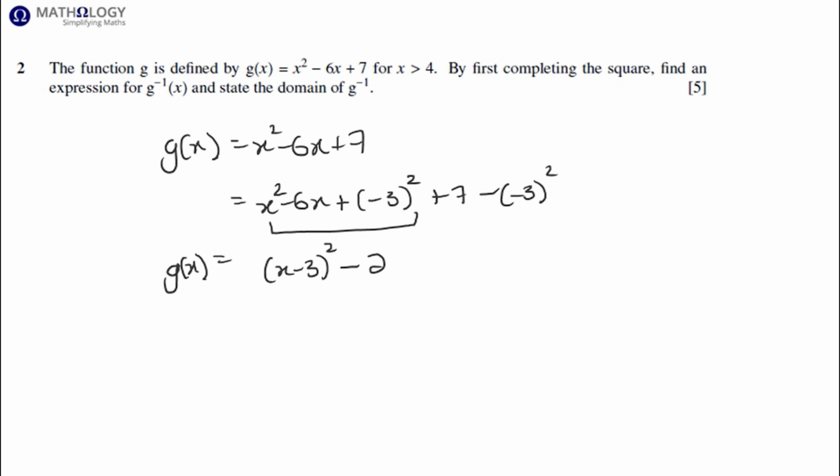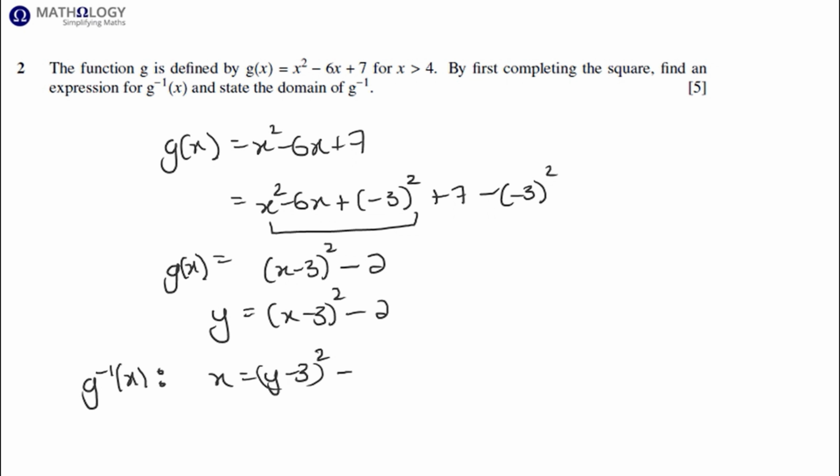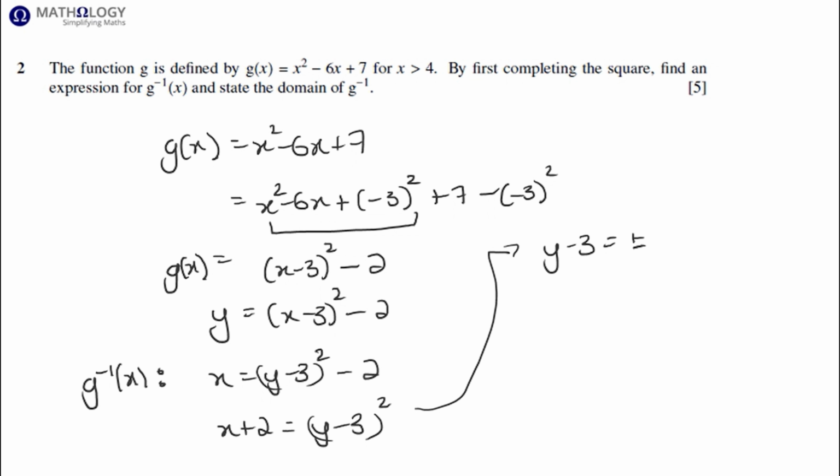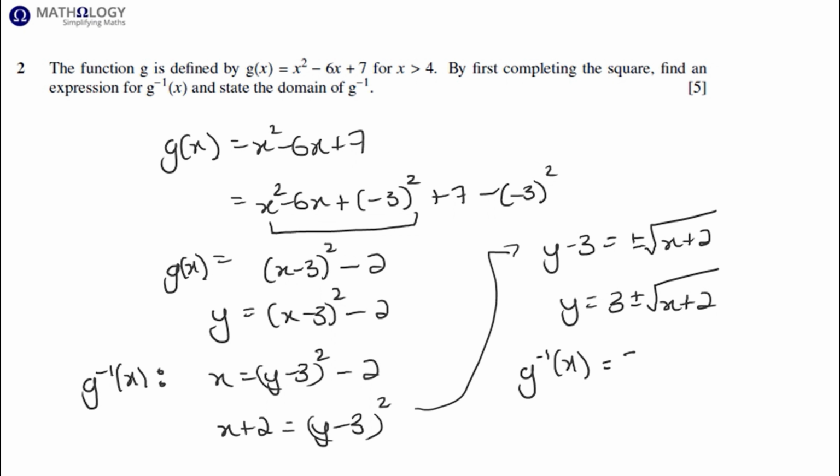Now we're going to find an expression for the inverse function of g. So for the inverse function, we're going to switch x and y around, so x equals (y minus 3) all squared minus 2. And now we're just solving for y. So y minus 3 will be plus or minus the square root of x plus 2, y equals 3 plus or minus the square root of x plus 2. And this is the inverse function of g.